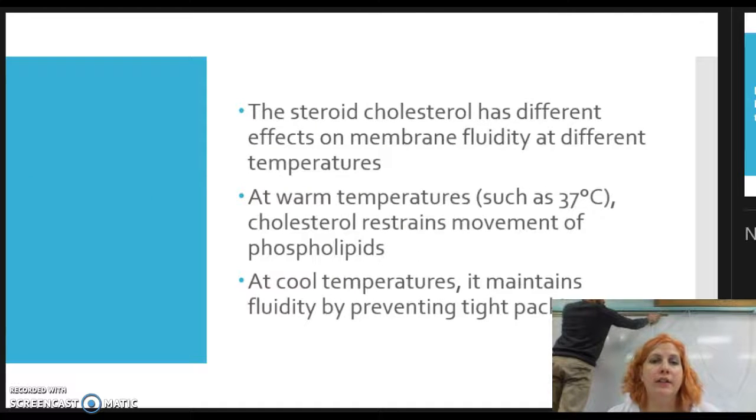The steroid cholesterol has different effects on membrane fluidity at different temperatures. At warm temperatures, such as 37 degrees Celsius or human body temperature, cholesterol restrains movement of phospholipids, so it slows it down from becoming too fluid. At cool temperatures, it maintains fluidity by preventing tight packing, so it prevents it from becoming solid. So steroid cholesterol being embedded in the membrane is very important.